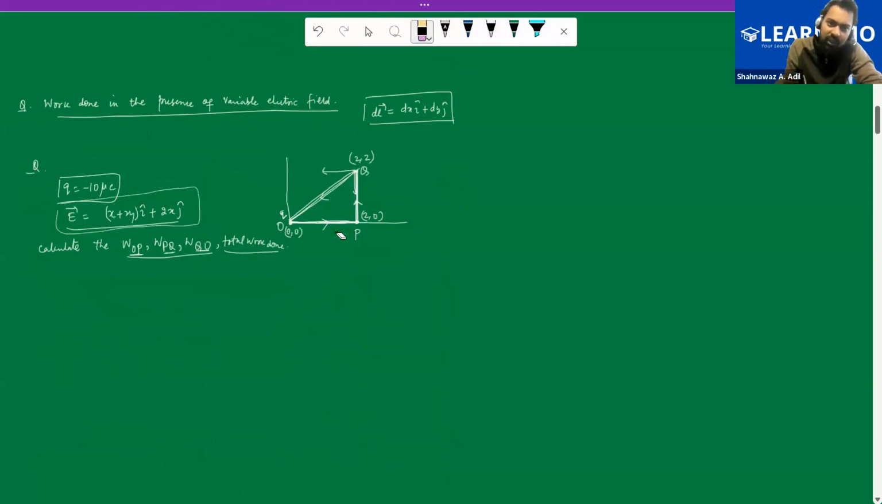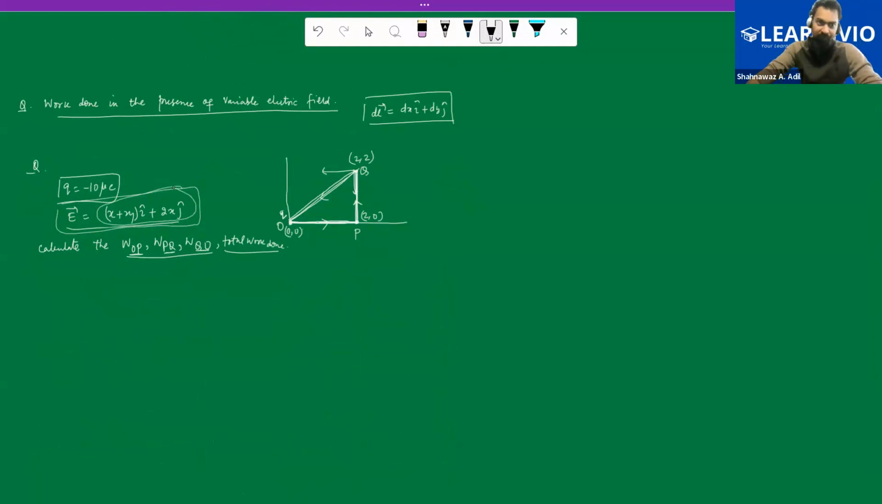Now, this work done is in 2 dimensions. We know what kind of electric field this one is. What kind of electric field is this one, variable or uniform? What kind of electric field is this one, guys?